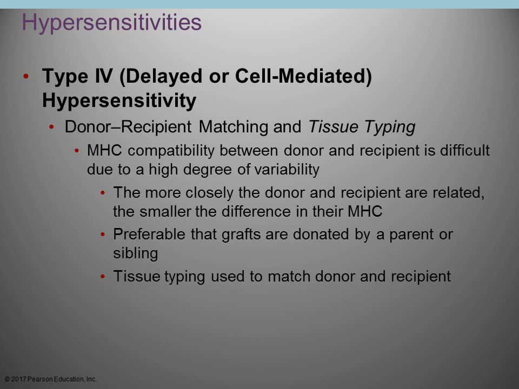The more closely you can match a donor recipient, the better off you're going to be, because the more closely they're related, the less differences there are between the MHCs. That's why if you are needing to do, say, a tissue graft or even an organ transplant, you first start by looking for family members, somebody who's going to be very closely related, because those MHCs are going to be typically more similar. So start by looking at a parent or a sibling and then gradually move out from there.